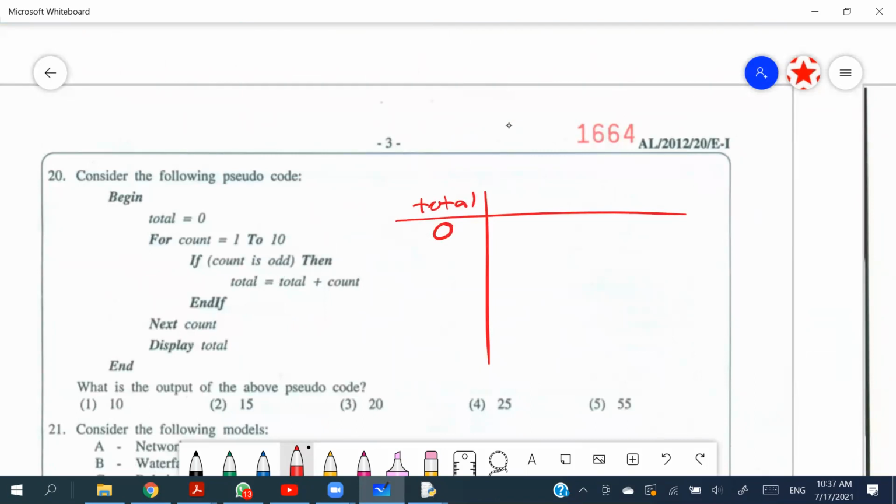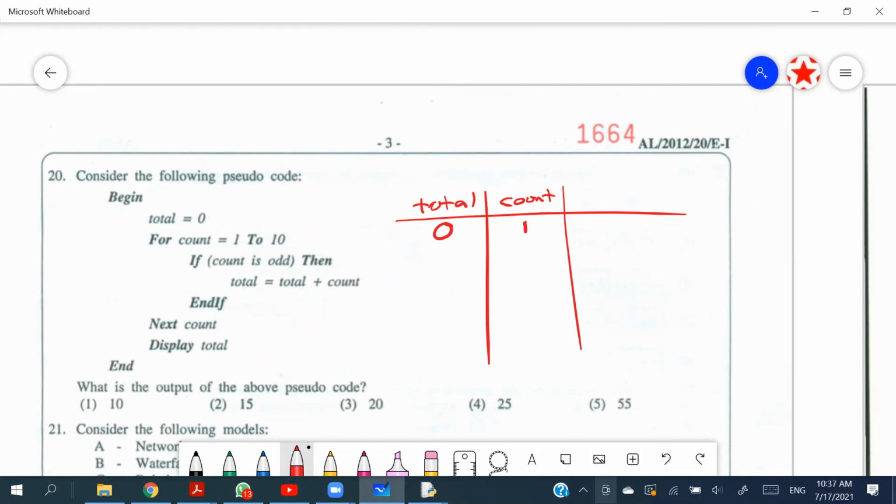Since we have done for loops before, we can get a small idea here. What they are saying, for count equal 1 to 10, so count is going to change from 1 to 10. So count will be 1 at the first point, right? And for is an iteration loop. So one after the other, per iteration, the count value will be increased, right?